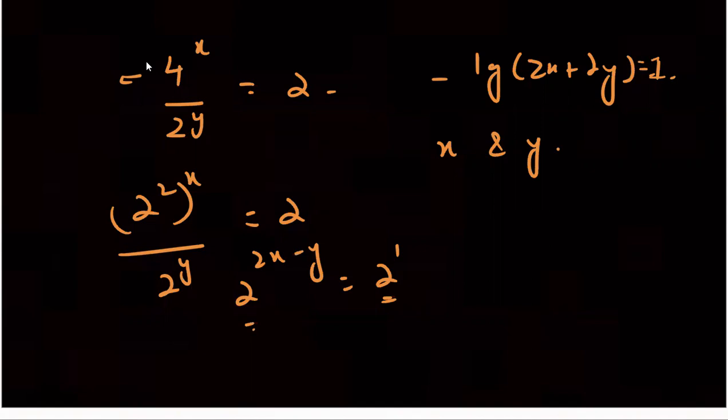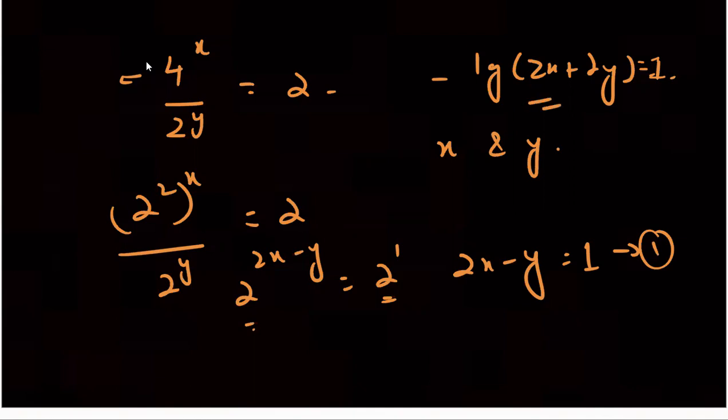By using indices, we can form this equation: 2 power 2x upon 2 power y is equal to 2. This would be written as 2 power 2x minus y is equal to 2 power 1. Solving it further, we get the equation 2x minus y is equal to 1. This is one equation. Now we have to form another equation so that we can solve them simultaneously.